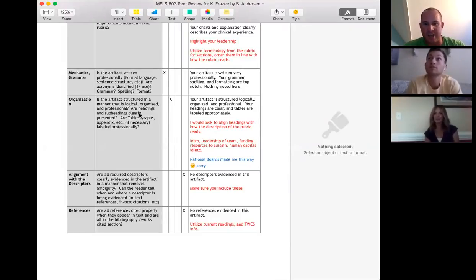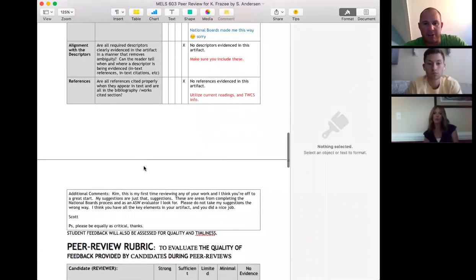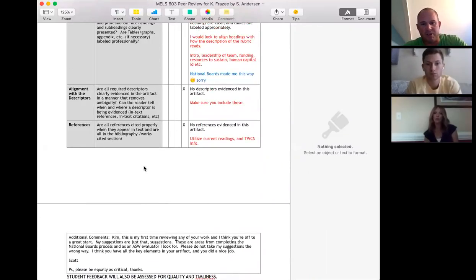Organizationally, just the headings with the rubric. I put a little in red there. I should have put that in green. The intro, leadership team, funding, that's how I would break the paper down. You don't have to, because that's up to you, but that's something that I would do. Descriptors and references, you've already addressed that.